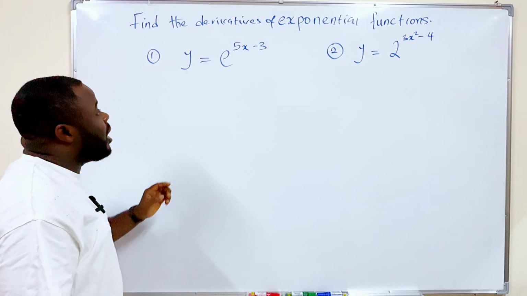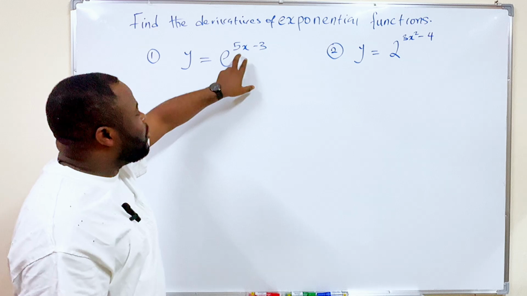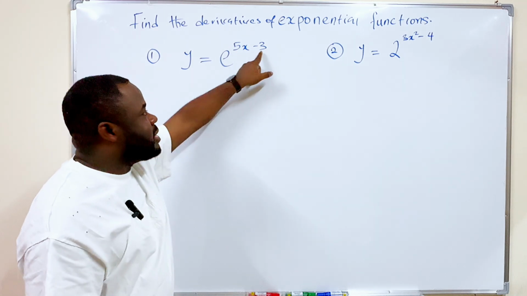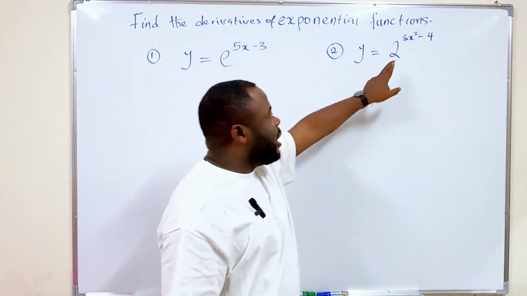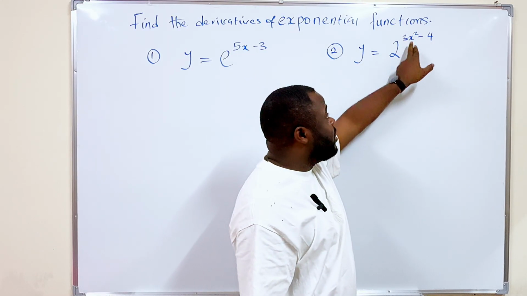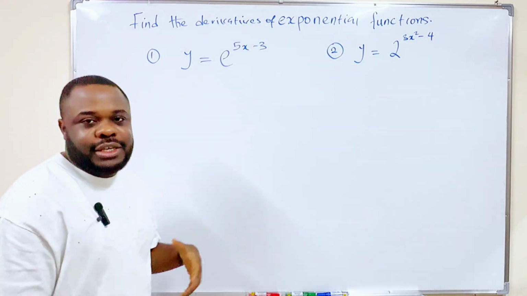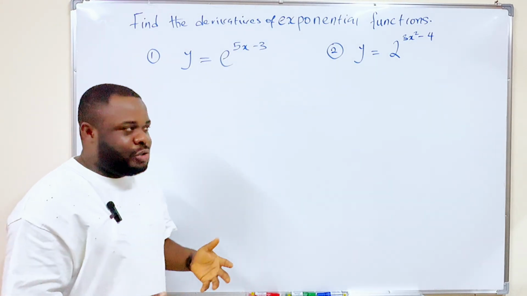And when you look at this, we have two functions. So we have the first function e, and we also have the second function, which is this linear function. The same thing here, we have the first function, which is 2. Then we also have what? This quadratic function. So if you see questions like this, you have to apply your chain rule.